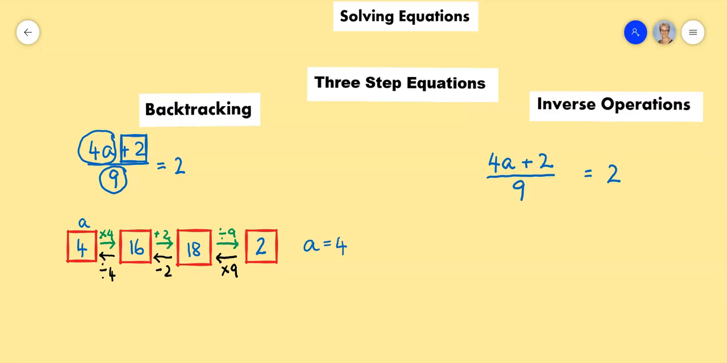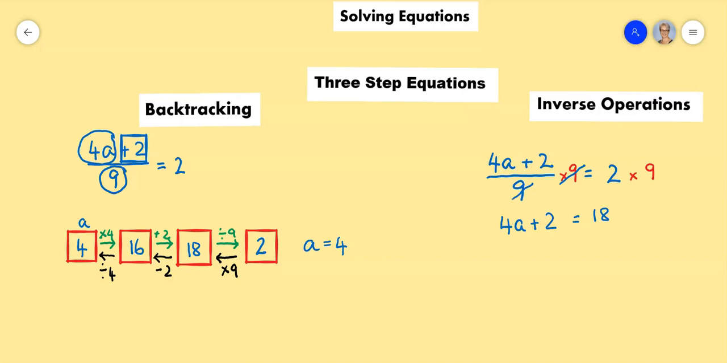Now let's solve again using inverse operations. Now we saw in our backtracking that the first operation we had to perform to undo the equation was to times by 9. So that's what we're going to do to both sides of the equation. We're going to times by 9 and we're going to times 2 by 9. This divided by 9 and times by 9 will cancel out so that we are left with 4a plus 2 is equal to 2 times 9, which is 18.